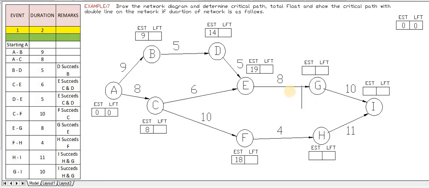What about G? G again has only one converging point, E to G. So E to G is the only path for G. E has a value of 19, so 19 plus 8 is nothing but 27. So we will copy this and enter it as 27.